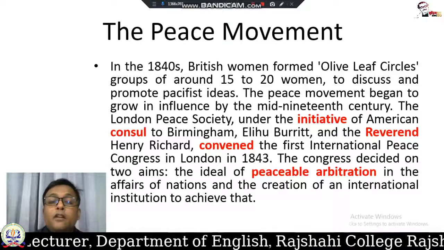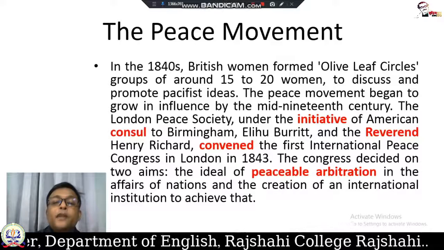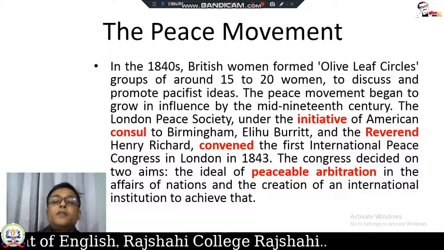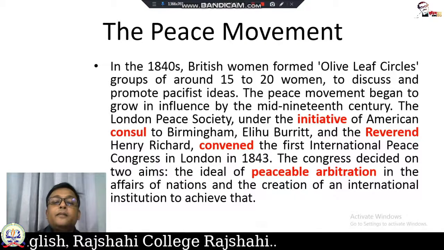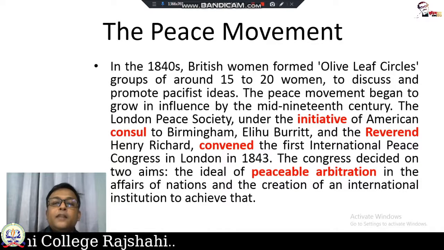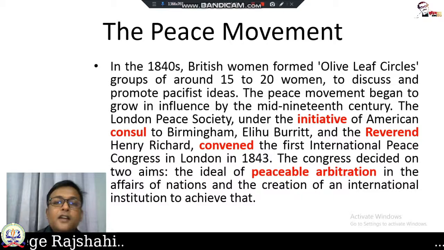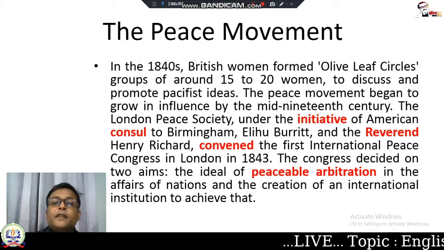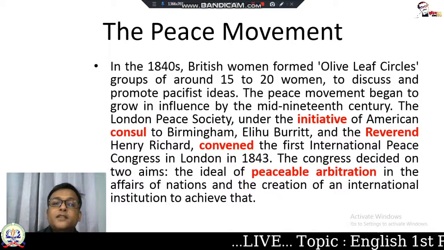So during the middle of the 19th century, the peace movement became very strong, and they used to be united in a congress. Congress, you understand, a summit, a meeting of different organizations. So they held a meeting in London in 1843, and that was the First International Peace Congress.